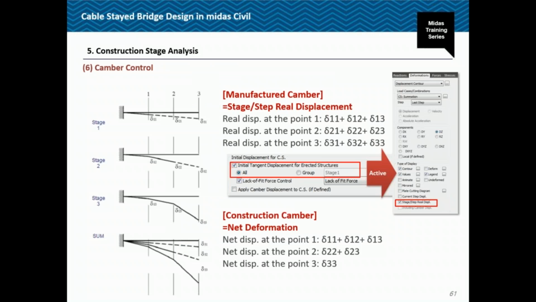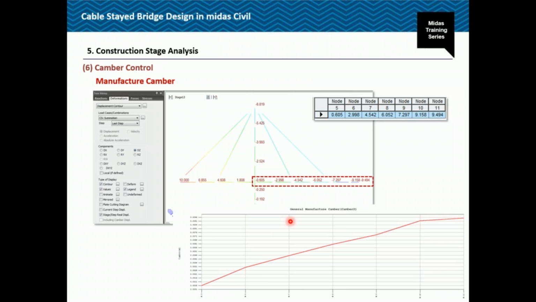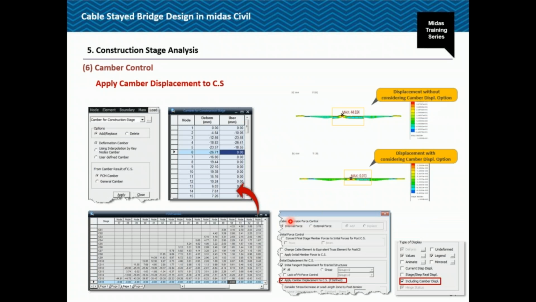So I'll be just touching upon the camber control. So MIDAS Civil gives you two types of cambers. One is manufacturing camber and the other is construction camber. The difference is that in manufacturing camber, the tangent displacements would also be considered, whereas in construction camber, they would be ignored because the formwork would be adjusted in cast in situ constructions. So we need to select construction camber in cast in situ, whereas for precast or prefabricated segments, we can go for manufacturing camber. So you can generate the graphs or the tabular format. And you can apply this camber displacement to construction stages and check whether the level 0 is reached or not.